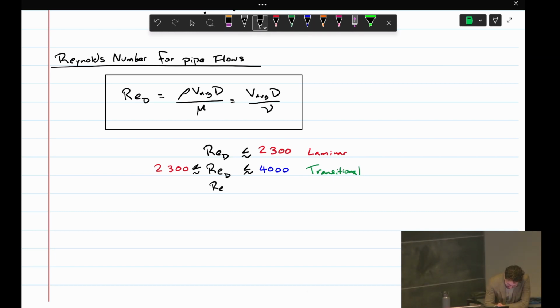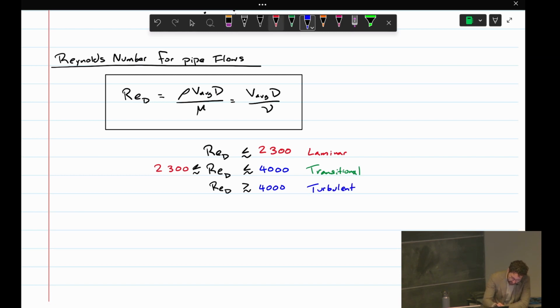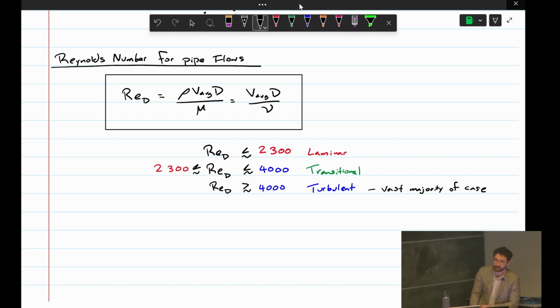If the Reynolds number is above 4000, you get fully turbulent pipe flow, which is the vast majority of time. So for example, the Reynolds number for transition before that we looked at was like in the millions, right? So this is a completely different Reynolds number. There's a different set of criteria for internal flow, transition, and external flow.